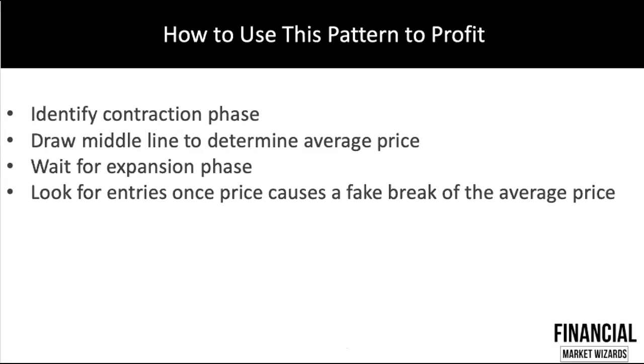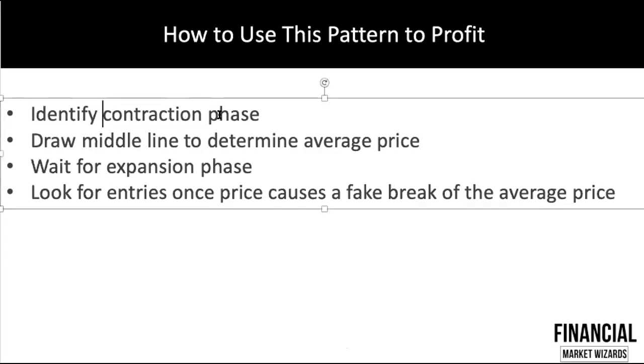So how do we use this pattern to profit? Not to worry, we'll go through each of these step by step, but for now let me give you an overview. Step number 1, you identify the contraction phase. Earlier on we said the contraction phase is where the candles are narrow, price is going nowhere. It typically happens during an ECB press conference, a BOJ press conference, or FOMC. Not always, but generally.